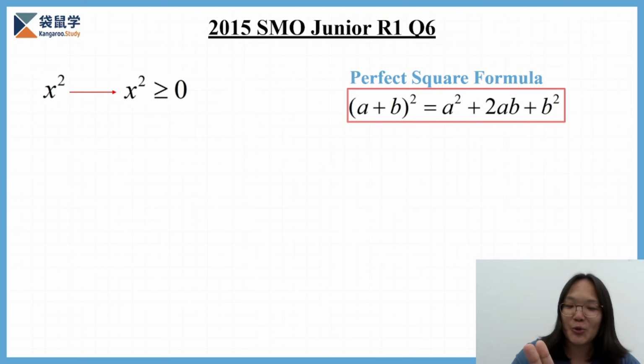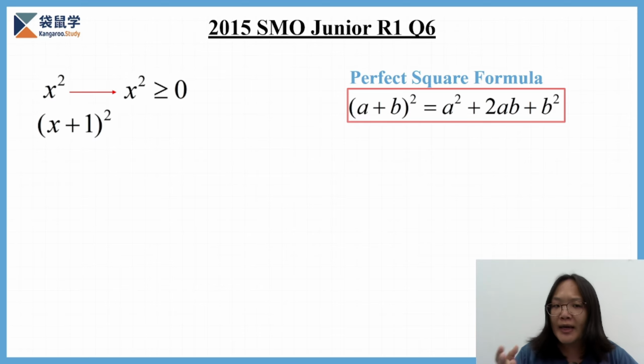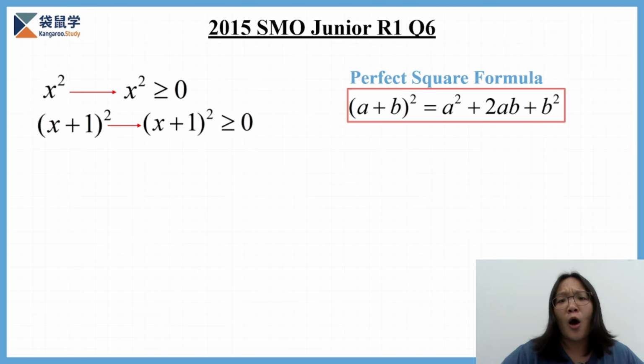Then, how about I twist a bit? I put x plus 1, then take the square. What is the minimum value? Wow, amazing! It's still 0. So here we notice, whatever is in the bracket, it's not important. As long as we are squaring a number, we know the minimum value is 0.